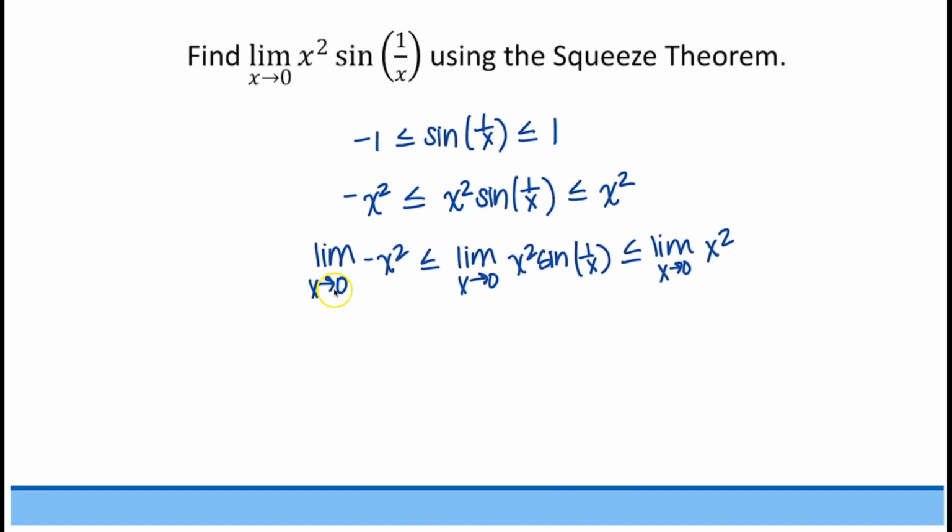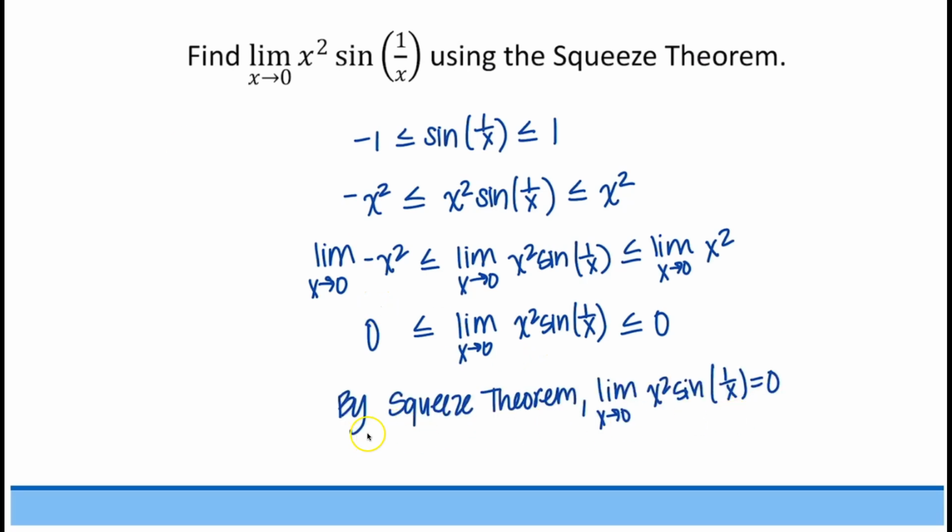And so on the left side, the limit as x approaches 0 of negative x squared, by direct substitution, that's just 0. Same thing on the right-hand side, I'm just going to get 0. So it forces that limit in the middle, the one we were trying to evaluate, to also be 0. So that limit, if it must be greater than or equal to 0 and less than or equal to 0, well then it must just be 0. So we'll formally write our conclusion that this was by the squeeze theorem that we got this result.